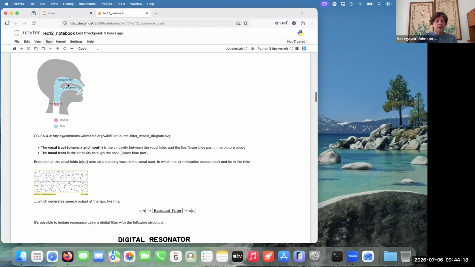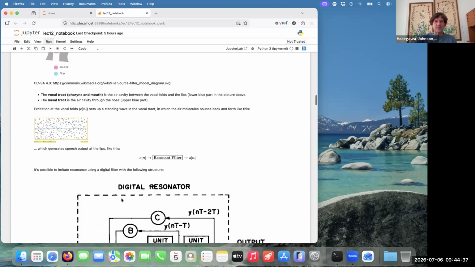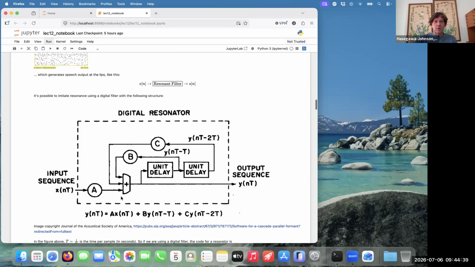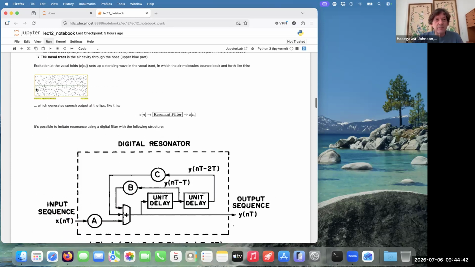All right, so we want to model this echoing back and forth inside the vocal tract. We model it with a resonant filter that takes in e[n] and generates a signal s[n]. The sound that comes out of your lips is the buzzing from your vocal folds, modified by the resonances of the oral cavity. And those resonances can be modeled. This is basically we have force and velocity and position.